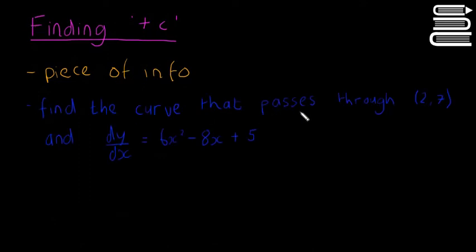Yep, so here's the question I've just written out here. They're asking us to find the curve that passes through the point 2, 7. Okay, so they're the coordinates. And that dy/dx is equal to 6x squared minus 8x plus 5. Okay, so when they say find the curve, we need to find some sort of expression for the curve, or the equation of the curve.